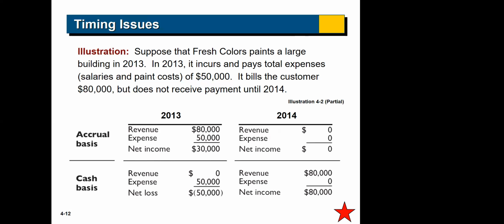Do you have any questions about that? Does it make sense? Question? So the first one happens in the same year, right, that you did the service? This is the way we should be doing it, this top example. They painted, they provided the service in 2013, so they earned the revenue, and they had the expenses in 2013. So this first example, the accrual basis under 2013, is the way the books should be done.